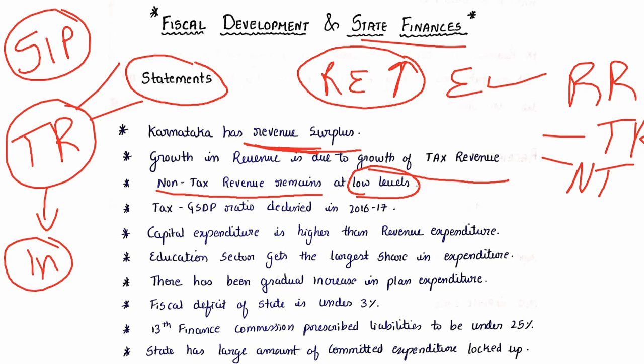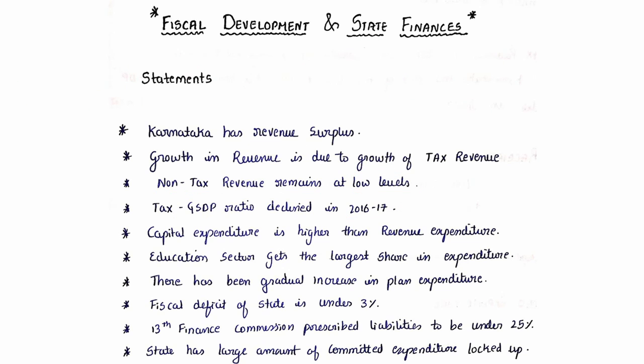Next is the tax to GDP ratio. Tax to GDP ratio is the ratio of tax collected in comparison with GSDP. The tax to GSDP ratio has declined in comparison with last year, 2016-17. And then there are two types of expenditure. One is capital expenditure and the other one is revenue expenditure. Capital expenditure of Karnataka is higher than that of revenue expenditure. Now what is capital expenditure and what is revenue expenditure?